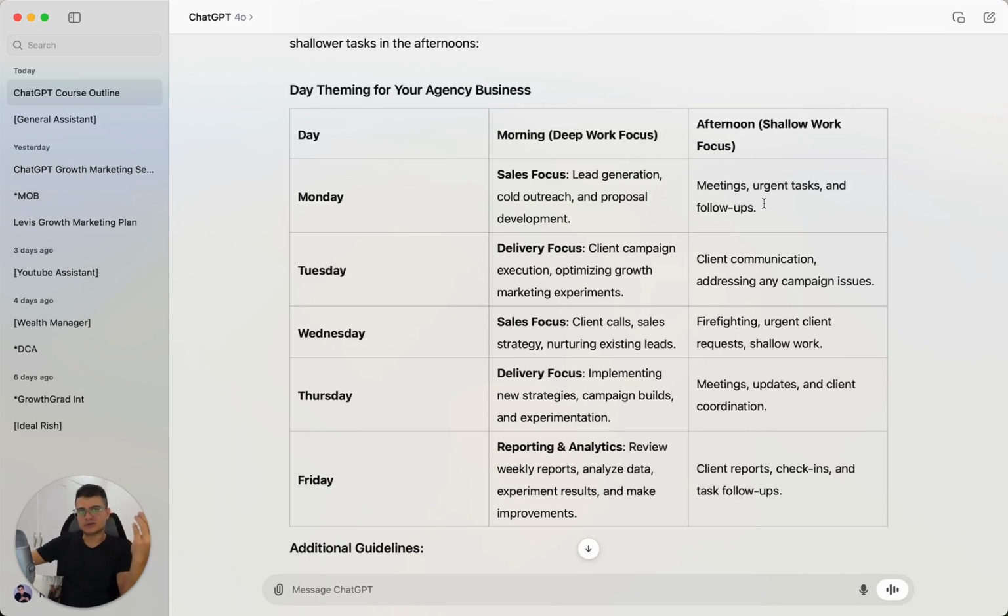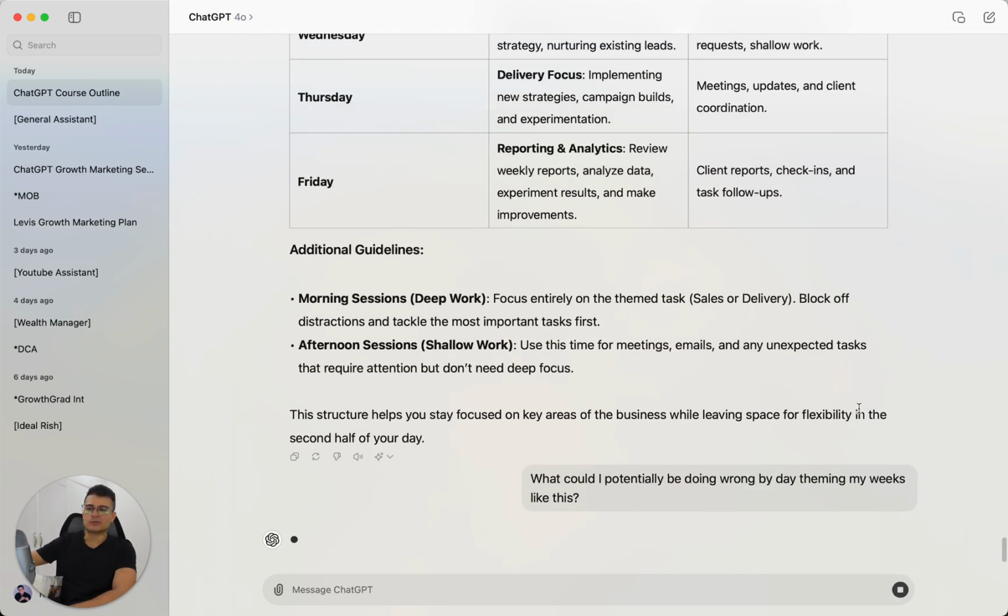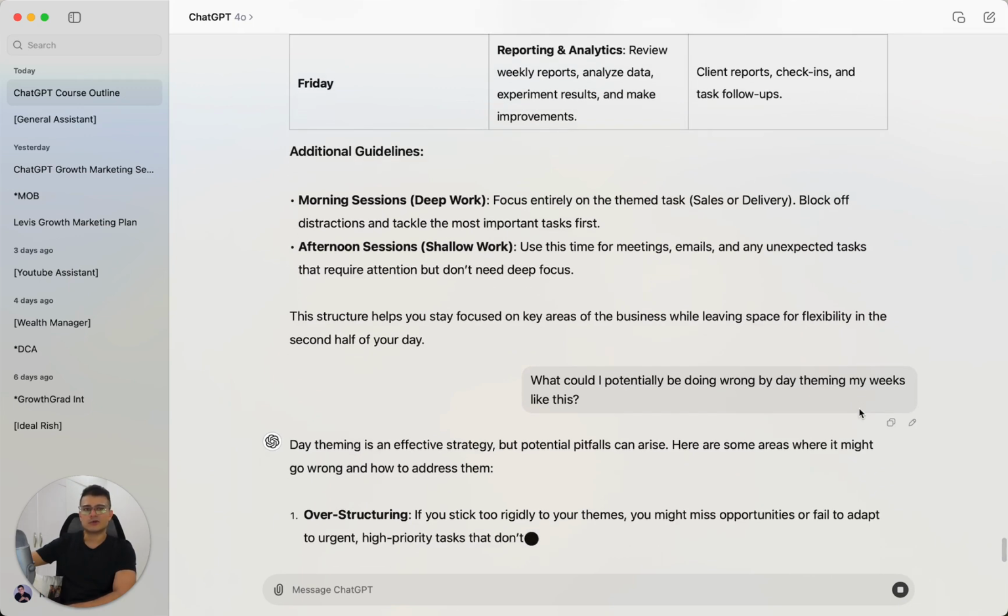There's another very interesting follow-up prompt, which I really like, because so far you can see that I have given a lot of input to ChatGPT, and ChatGPT has assumed that as the right thing to do. But now we're going to go with this question. What could I potentially be doing wrong by day theming my weeks like this? This is a very good input. Whatever you have told ChatGPT, let it work on the output, but then ask it, what have I done wrong?